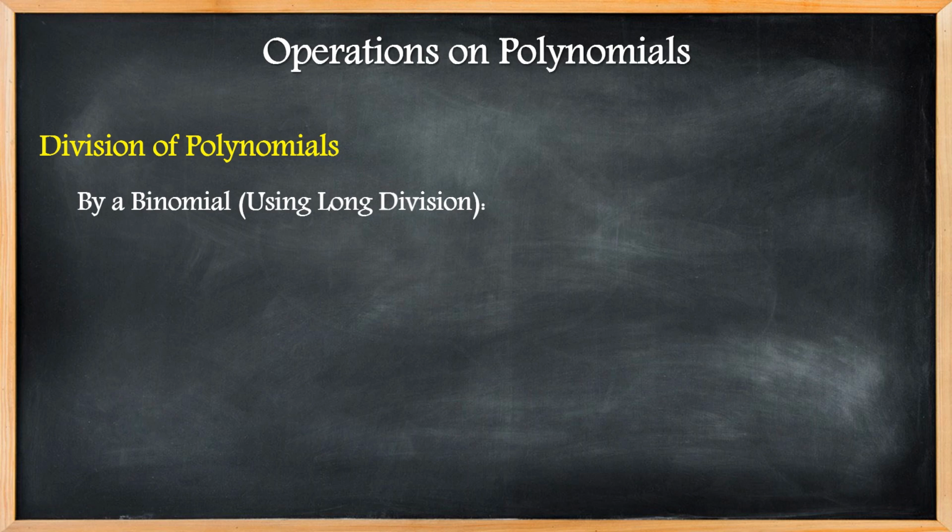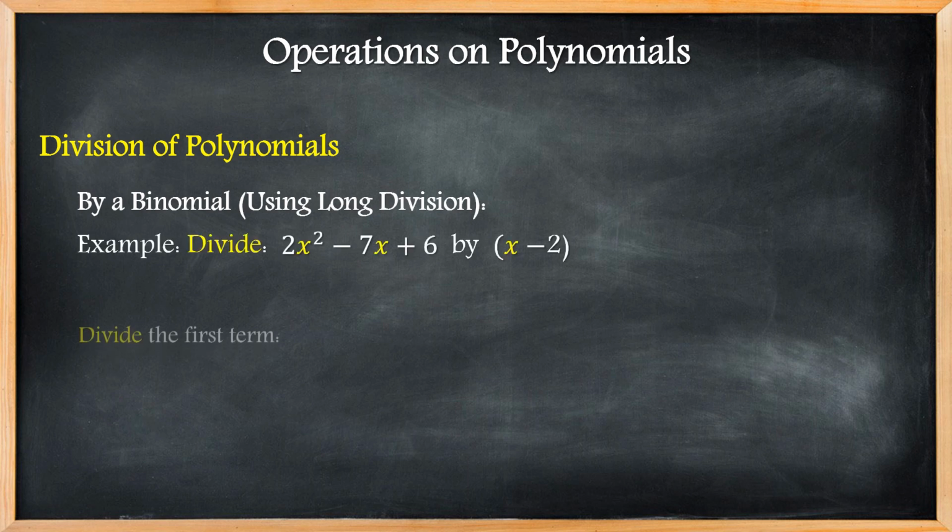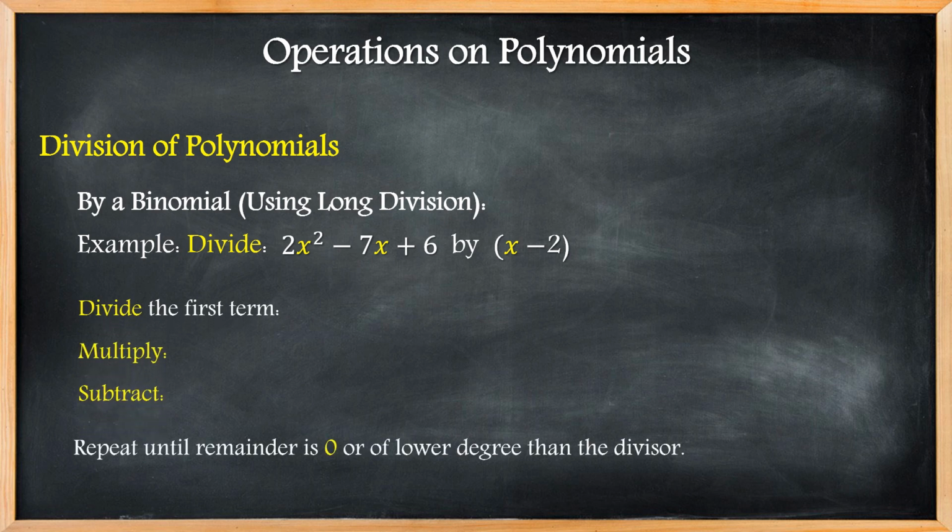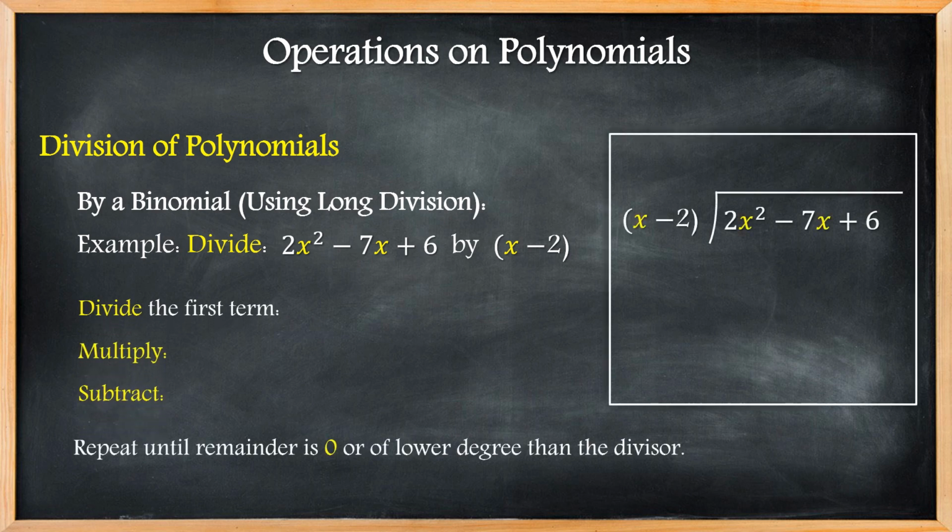Long division for polynomials works similarly to long division with numbers. We'll divide the polynomial term by term, multiply, subtract, and repeat until we reach a remainder that's either 0 or of a lower degree than the divisor. Let's look at an example to understand this better.